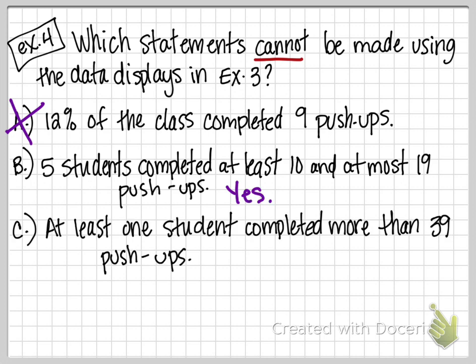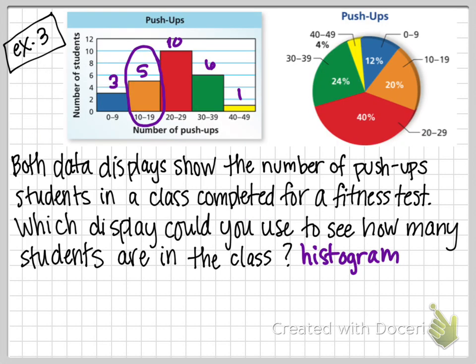What about at least one student completed more than 39 push-ups? Let's look back. At least one completed 39 or more. Colin? Yes. Again, using our histogram, we can see one student completed 40 to 49, which is more than 39 push-ups. So we can say that with confidence.